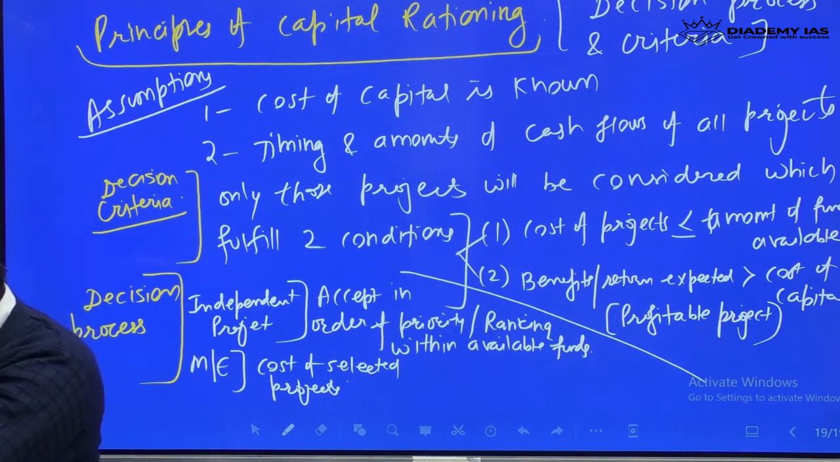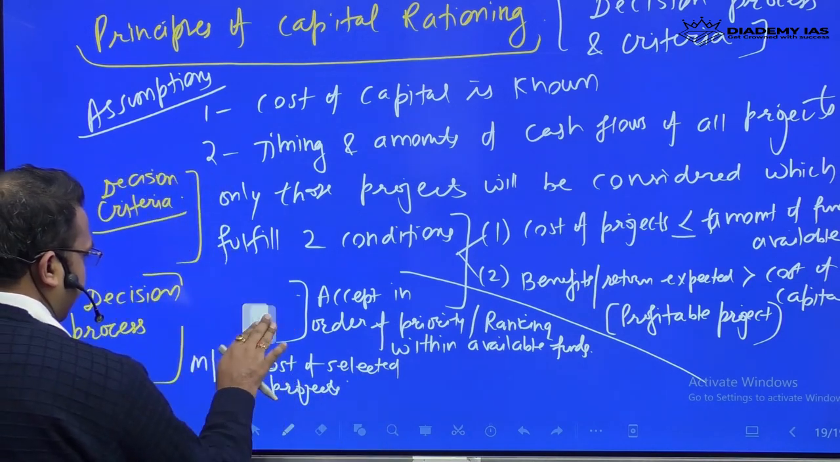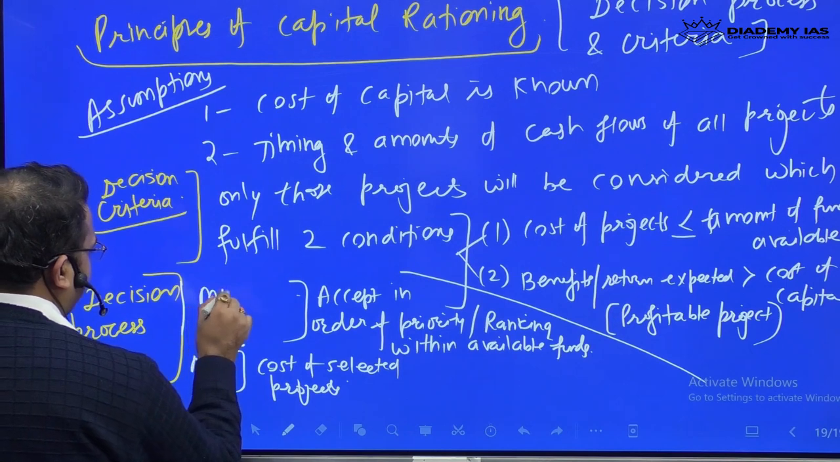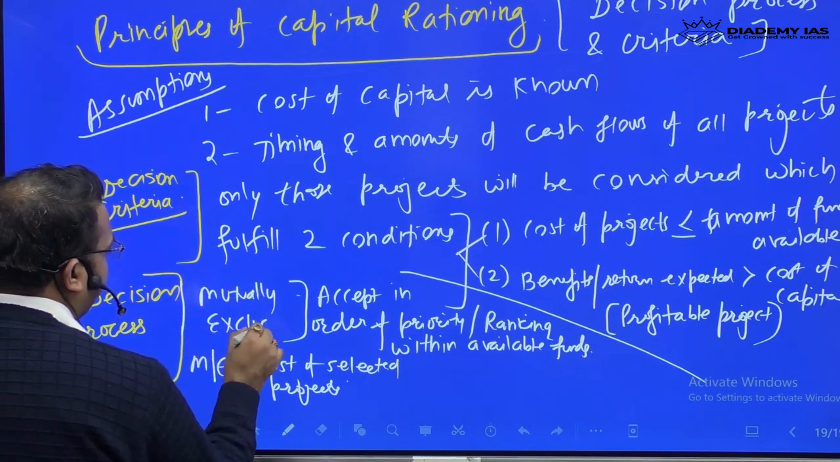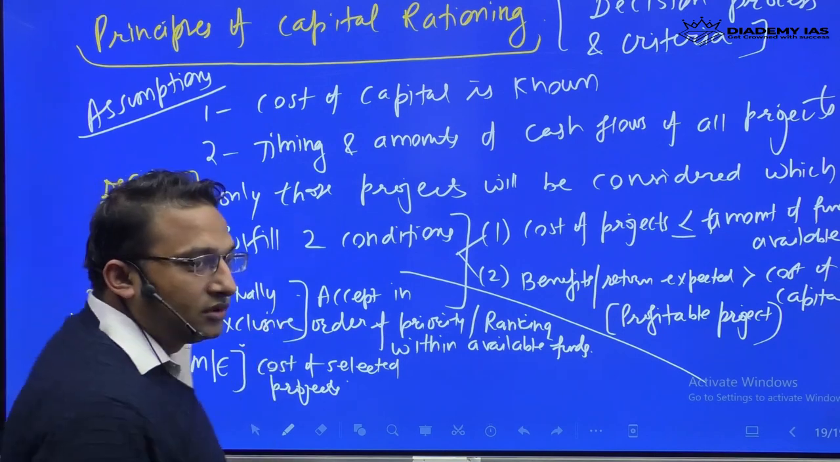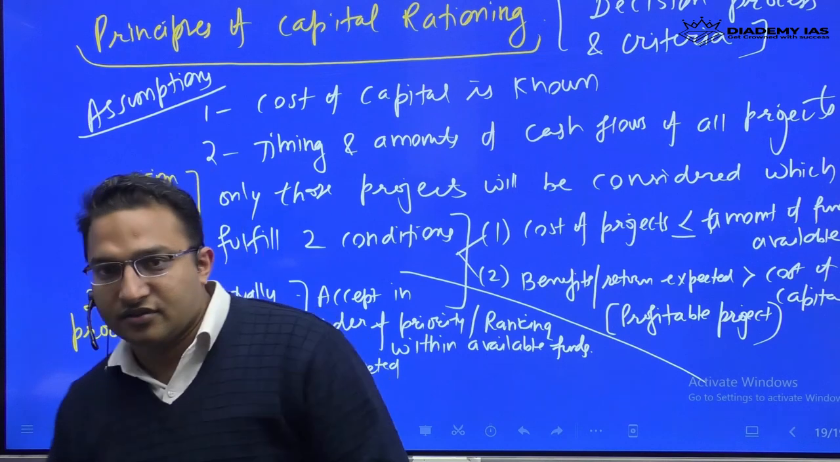Basically, if it is a case of mutually exclusive projects, then we have a limited number of projects, so we have to create a ranking. The ranking matter will come in mutually exclusive projects. In independent projects we have to... yeah, so please change this. This is in case of mutually exclusive actually. In mutually exclusive, we will create a ranking because acceptance of one will be rejecting others.